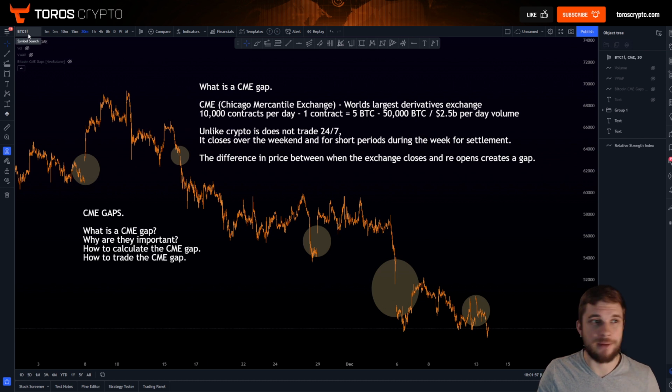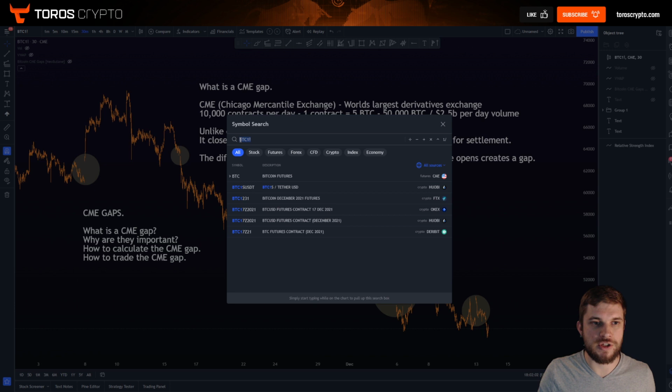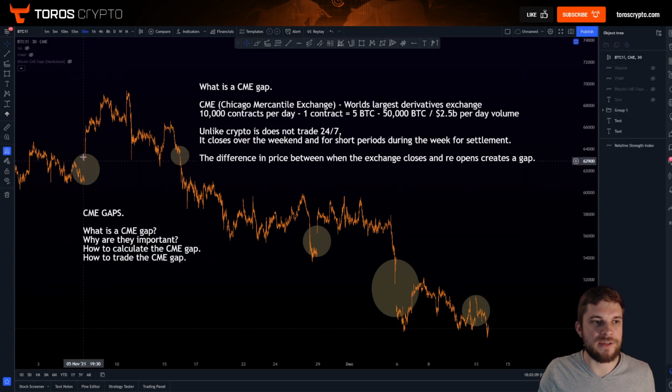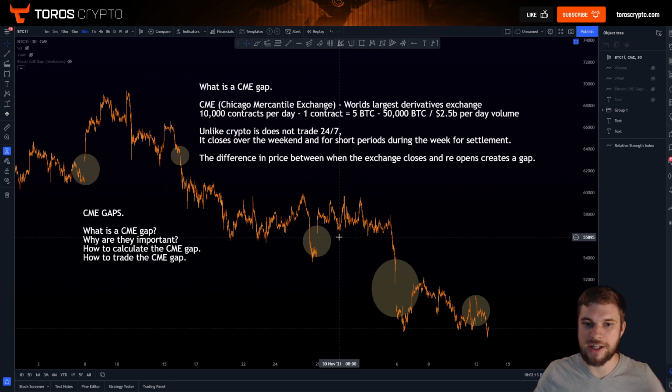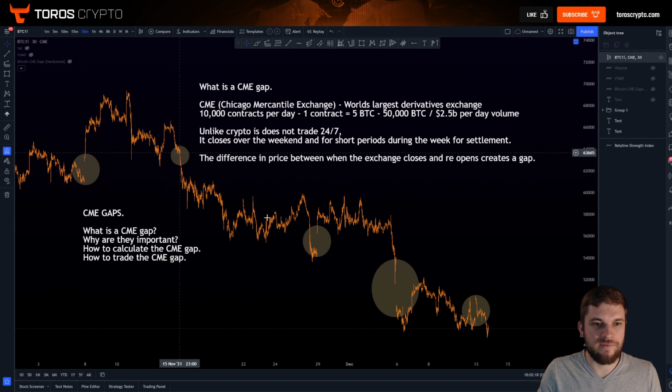So very simply, in order to find the CME chart itself, you just need to search BTC1! on Coinbase and you'll be able to find this chart. Okay, so when you open this up, you can see these gaps in the chart, which Bitcoin on any kind of normal exchange that a retail trader would be used to seeing would not normally have. So you can see varying sizes of these gaps, from these really large ones to these tiny little gaps you get here where price pretty much opens and closes around the same price. So that is, first of all, what a CME gap is.